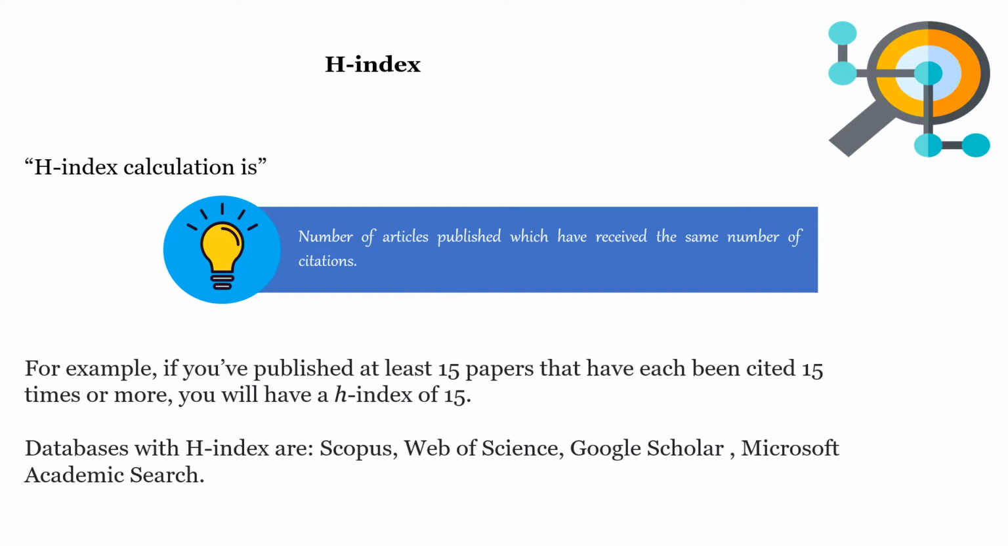The databases with H index are Scopus, Web of Science, Google Scholar, and Microsoft Academic Research. These are the databases where you can find and calculate the H index.